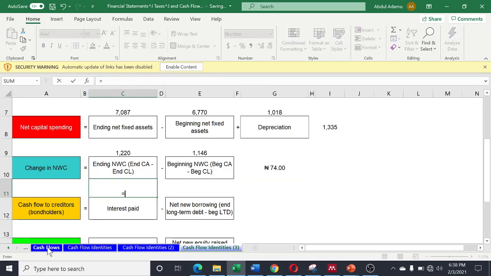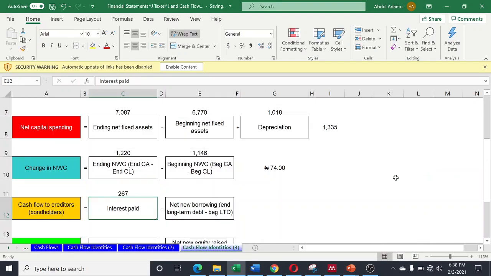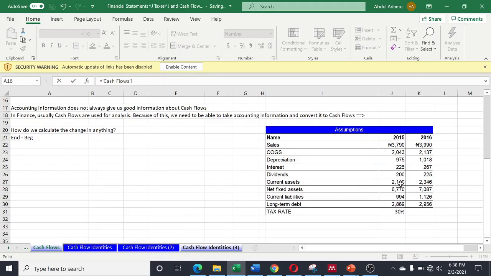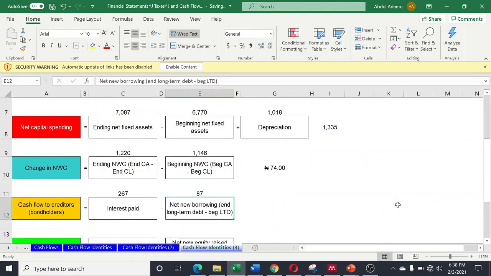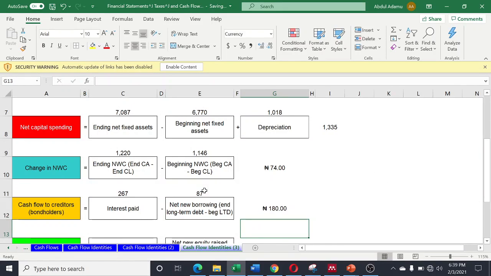Then cash flow to creditor, interest paid. Our interest paid is this. Net borrowing, that is end long-term debt minus beginning long-term debt. So end long-term debt, this is end, minus beginning, enter, we go back to our page. So this is equals to this minus this. So that is the answer.